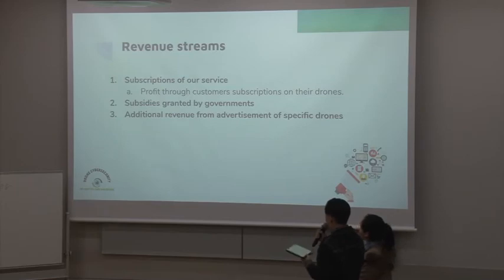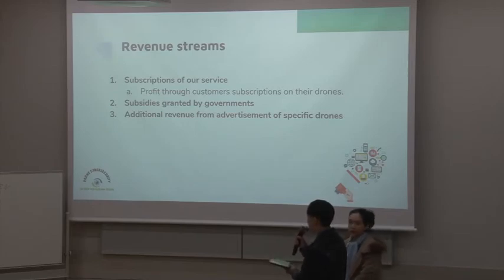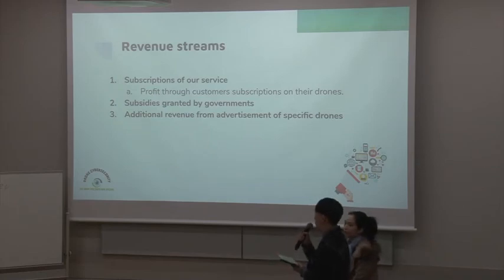So this is the main point of our business plan: how we plan to manage our money and how we plan to collect revenue. The first, main way is subscription to our services. We plan to earn our profit through customers paying a monthly subscription for the services we provide. And the second one, a more feasible idea as we planned, is subsidies granted by governments.